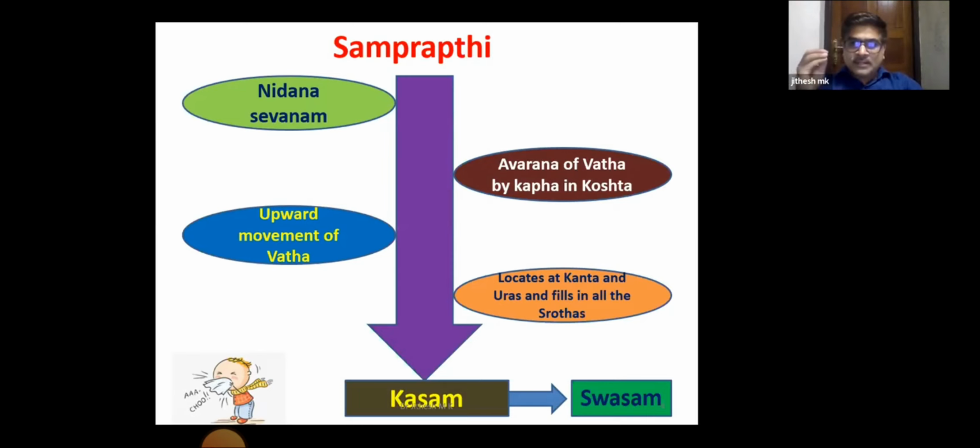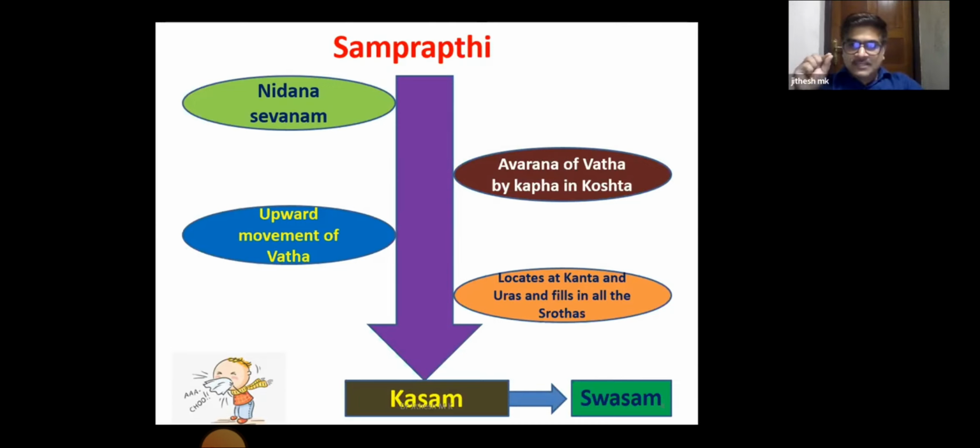So here, due to the vitiation of apana vata, and because of the avarana by kapha or pitta, the apana vata is getting blocked with the other factors and getting the swarupa of udana vata. Then it locates in kantha and uras, urdhva srodha samasrita, then fills the srodhas and produces kasa. This is the simple samprapti of kasa.